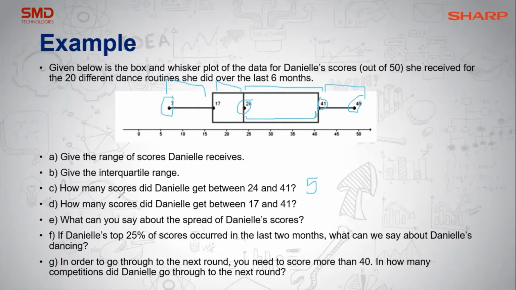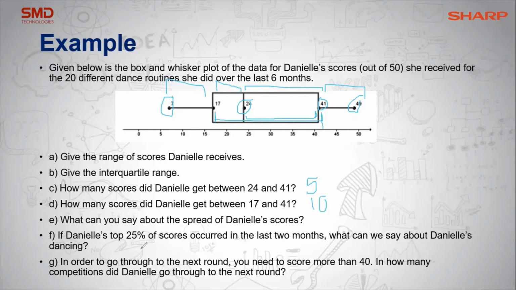Here, the next question says, how many scores did Danielle get between 17 and 41? So that is between your lower quartile and your upper quartile. So that's 50% of your data. So that would be 10 out of 20. Okay. What can we say about the spread of Danielle's scores? Again, we haven't covered this just yet, so I'm going to give it a skip.